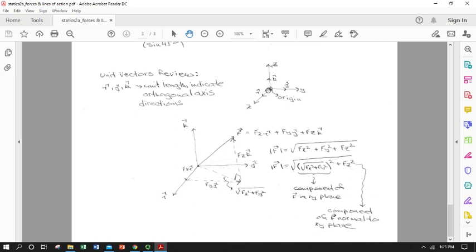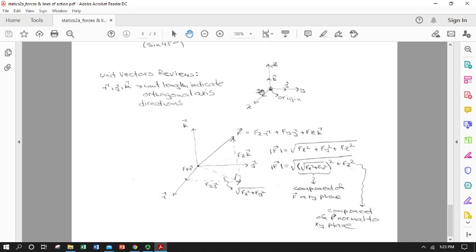And the typical notation for a unit vector in the x direction, which defines kind of the x-axis, is I with a little hat over it. So I'll refer to that as I hat. J hat defines the y direction, and K hat defines the z direction.